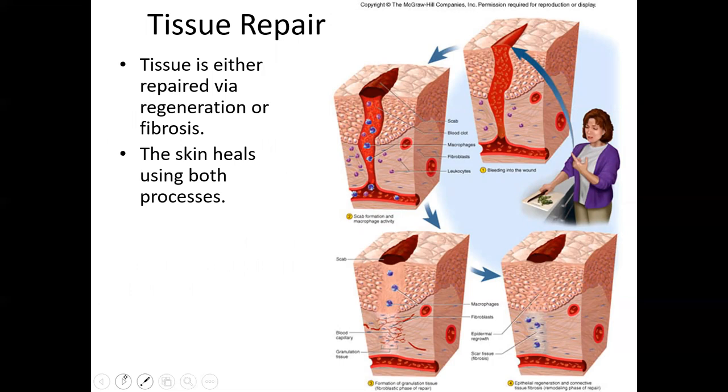Tissue will be repaired either through regeneration or fibrosis. Regeneration, the cells grow back. That's how epithelial tissue heals. Fibrosis is the formation of scar tissue, often how connective tissue heals. So you see this fibrosis that occurs through here, and then it's rebuilt over time.